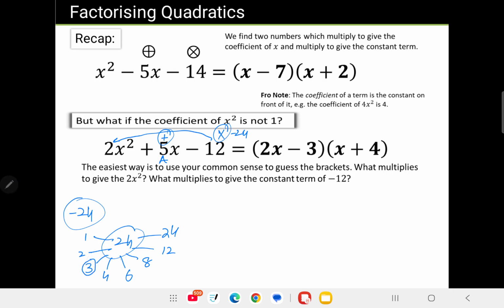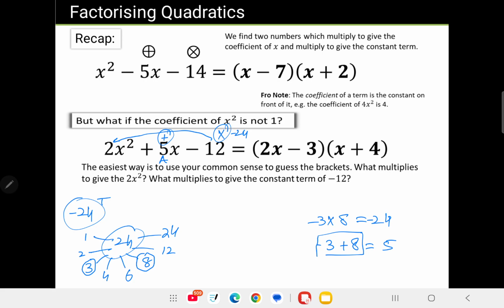So if you pick 3 and 8, they should follow the sum as well, because 3 times 8 is 24, and we need positive 5. So if you consider minus 3 plus 8, it is positive 5, and minus 3 times 8 is minus 24, because we need it as a product. If you times the numbers, we should have minus 24. So this should be the right pair, minus 3 and 8.